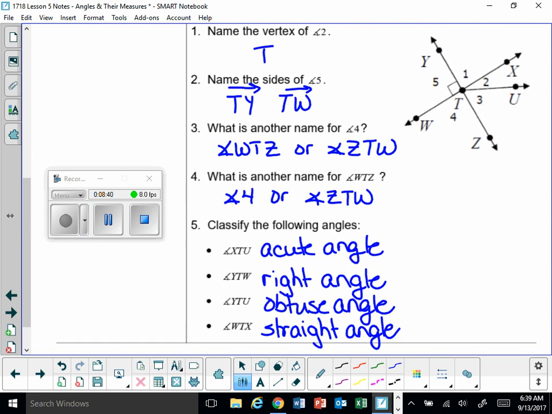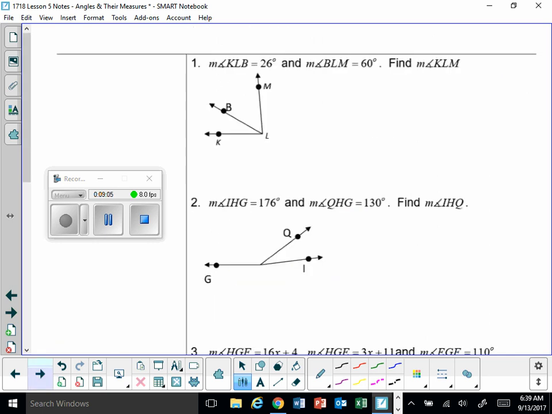Next diagram got a little more interesting. In addition to naming our angles using letters, we had so many angles going on, these were numbered. I do that a lot when my diagrams get complicated. I don't want to have to write angle WTZ over and over and over again. It's easier for me to write angle 4 as an example. All right, on the next page, you are going to be using the angle addition postulate. I want you to pause the video and give these a try.